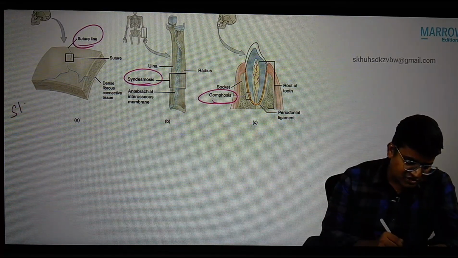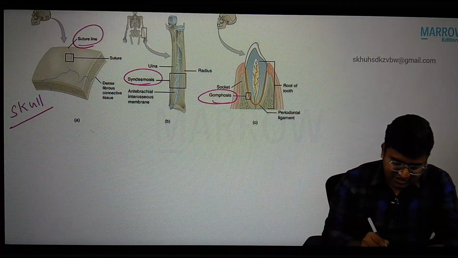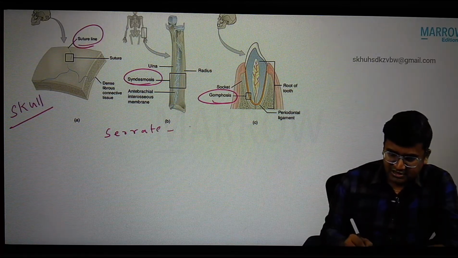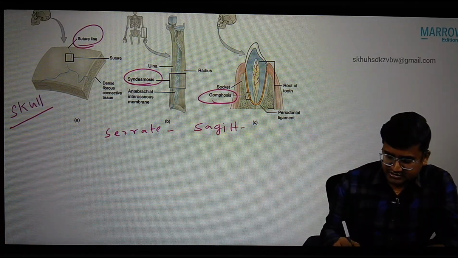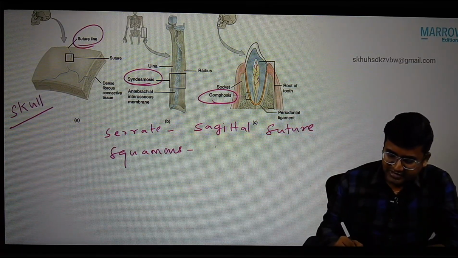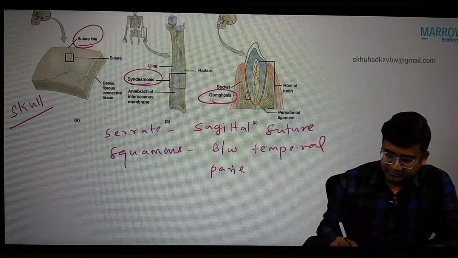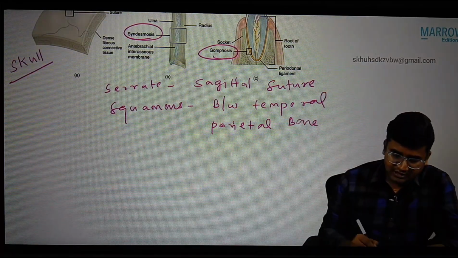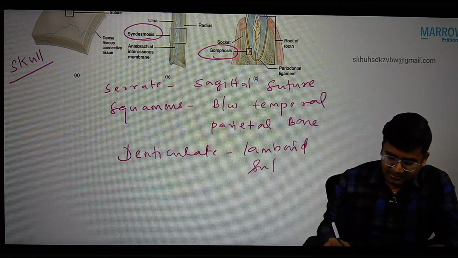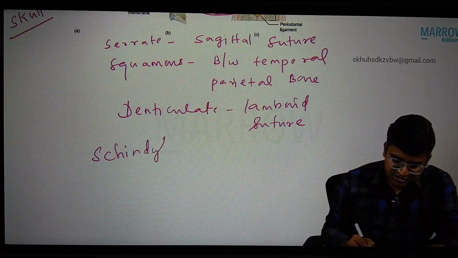Now where do you see the sutures? Sutures are seen in the skull. What are the various types of suture? Some examples we have to know from the exam point of view. The serrate suture, that is our sagittal suture. And then squamous suture, that is between the temporal bone and the parietal bone. The denticulate suture is our lambdoid suture. And last one, schindylesis suture.